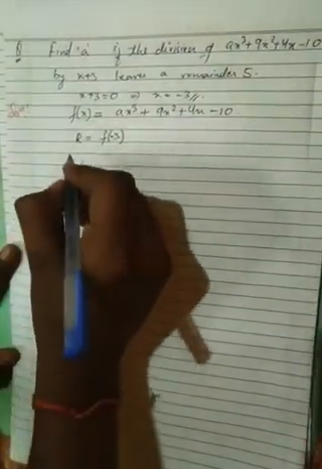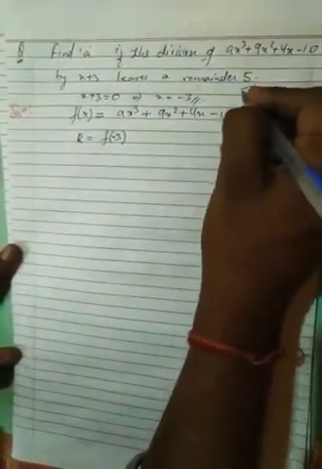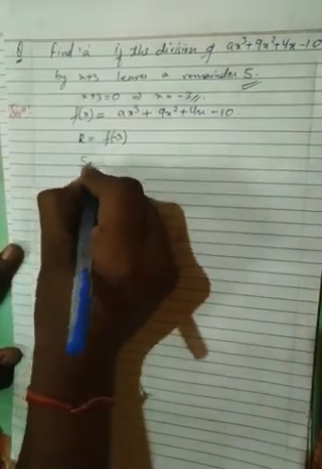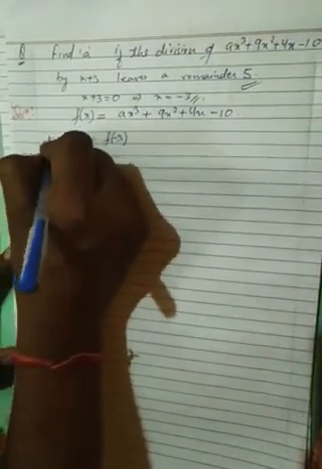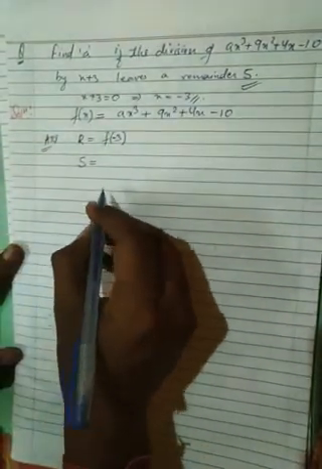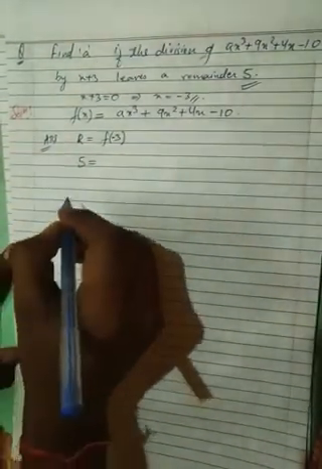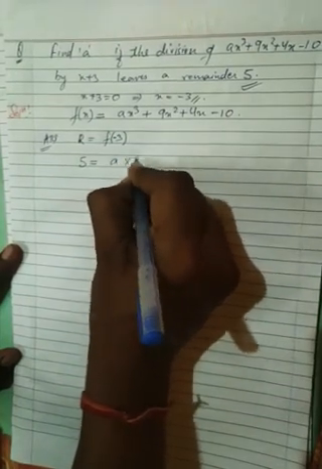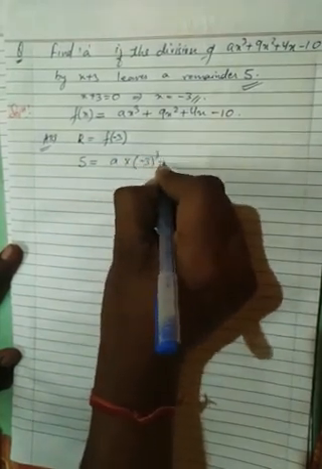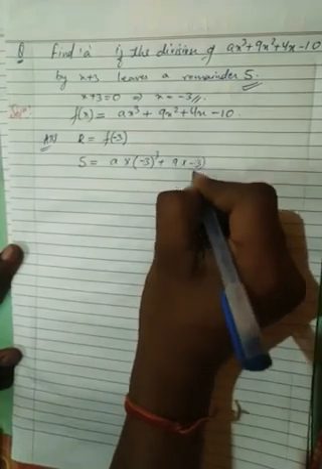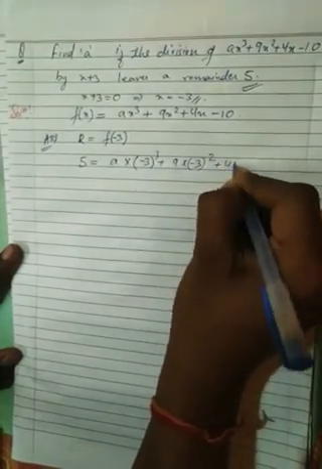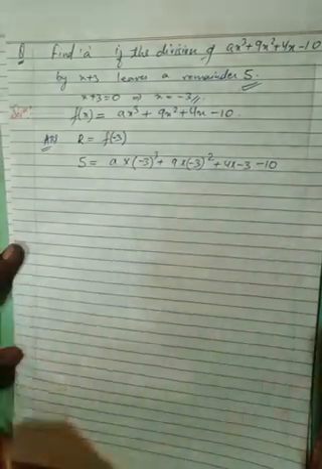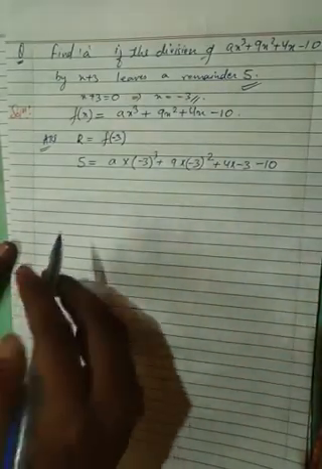So here the remainder is already given. How much? The remainder is given as 5. So apply 5 equals to. Now I go to the question, where you can say that the remainder is f of minus 3. Okay. Now 5 will be equal to f of minus 3. It means a into x cube. X cube is how much? Minus 3 the whole cube plus 9 into minus 3 the whole square plus 4 into minus 3 minus 10. Solve this equation and you will get the value of a.